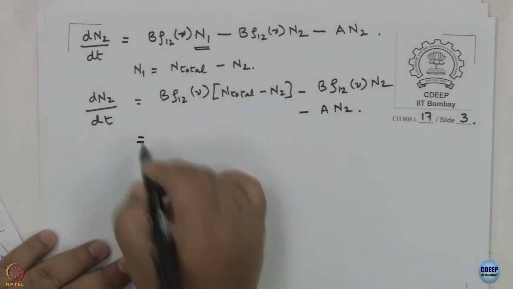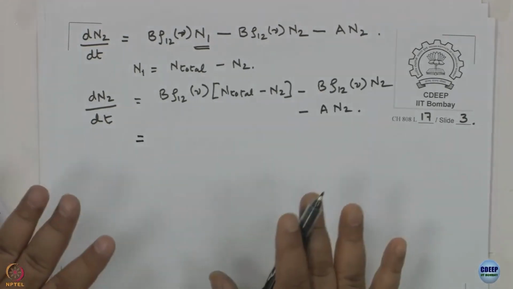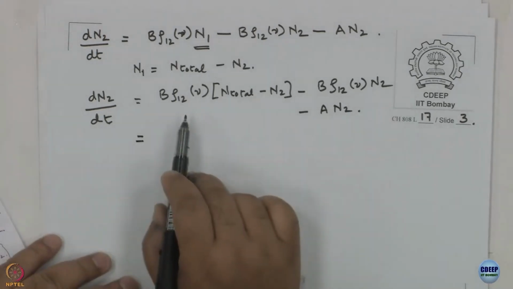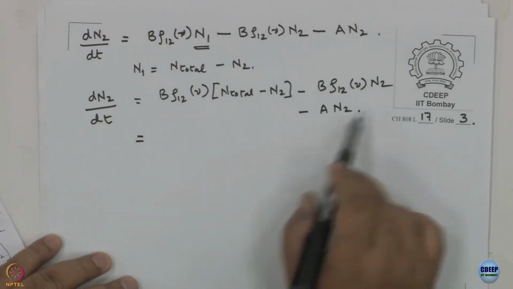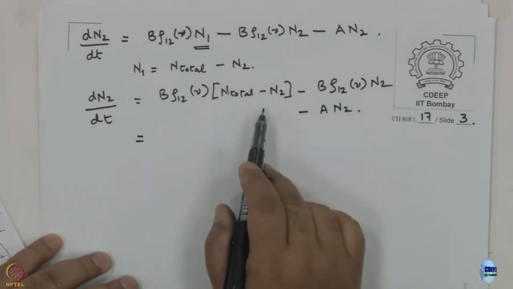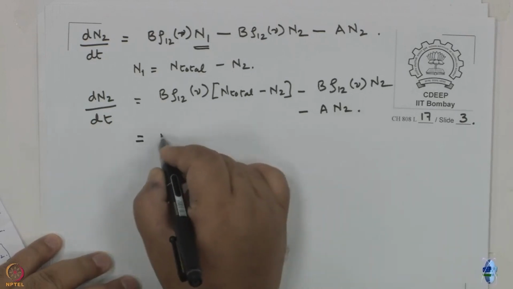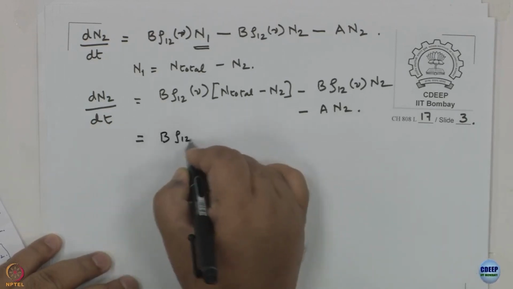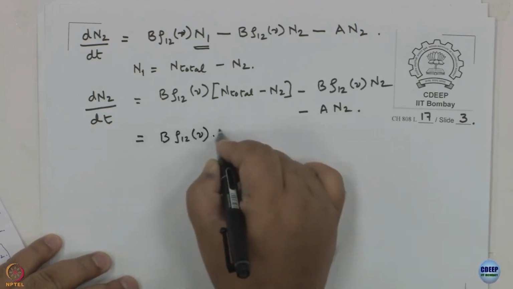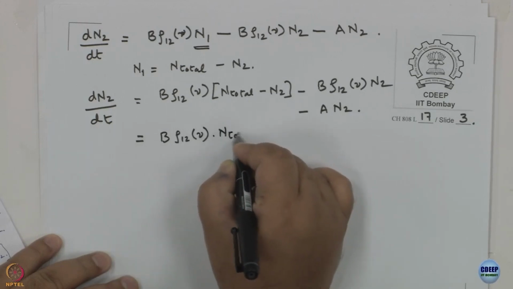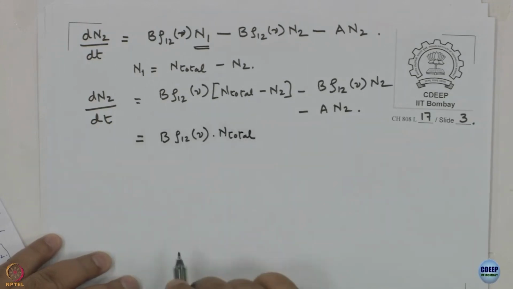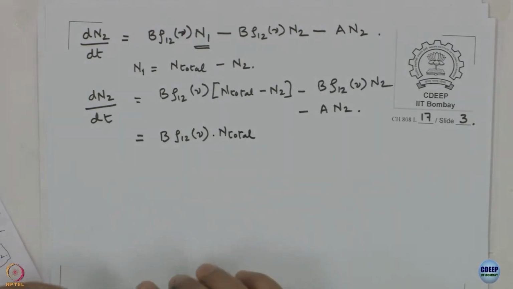To formulate it, it makes sense to collect all the terms in N2. In fact, out of all the terms that you get, only one does not have N2, isn't it? The first one. So, that is the only term, B rho 1 2 of nu multiplied by N total. Is that a constant with respect to time?